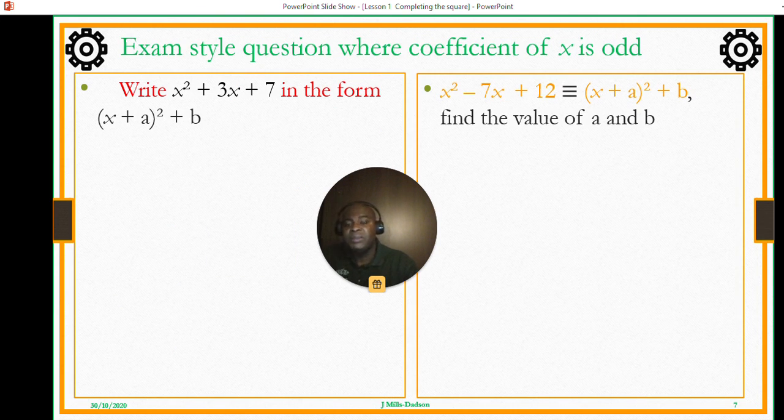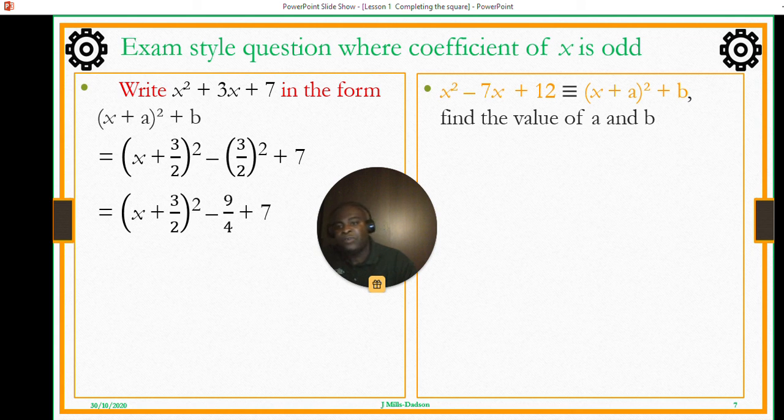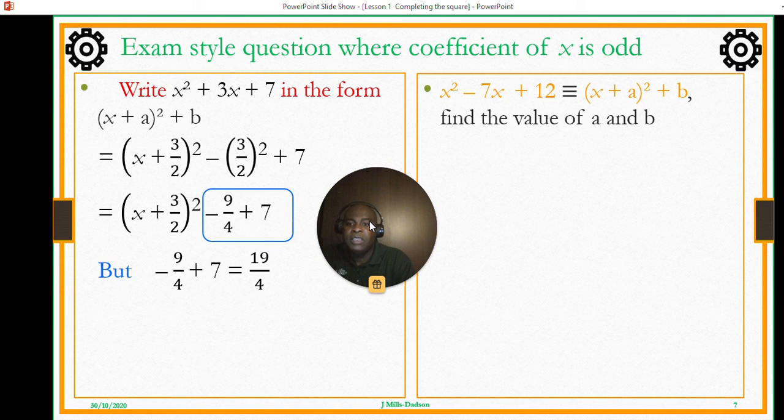Exam style question. B is 3, so 3 divided by 2 is 3 over 2 as a fraction. Compute 3 over 2 all squared. You have 9 over 4. Now compute negative 9 over 4 plus 7. Negative 9 over 4 plus 7 will give you positive 19 over 4. So you're going to replace negative 9 over 4 plus 7 with plus 19 over 4. And that completes the square.